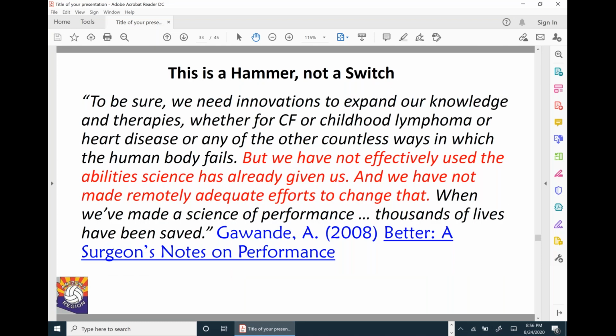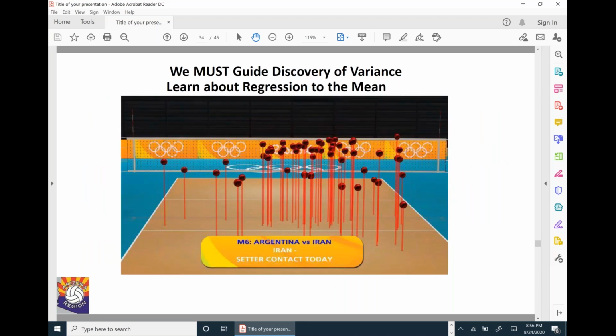Surgeons do motor skill. This book by Atul Gawande, Notes on Performance, he wrote this sentence and it just blew me away 12 years ago. We have not effectively used the ability science has already given us and made efforts to change that in surgery, in being a doctor, and in volleyball it's even worse. So you're going to learn a lot on Wednesday on how to be better at that. I'm going to send you an article called Decisions. It changed my life as a coach.